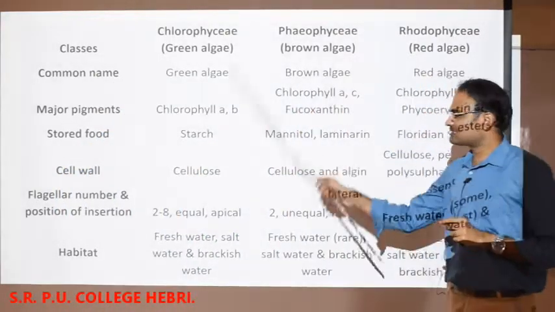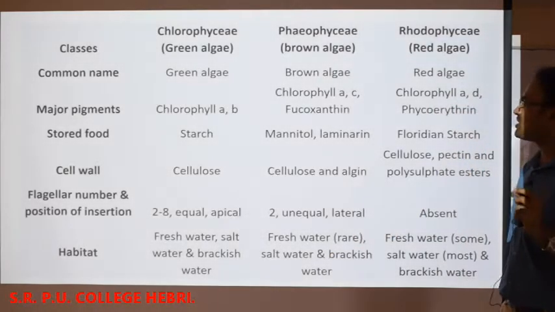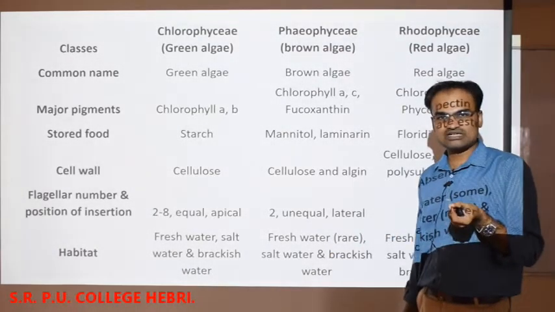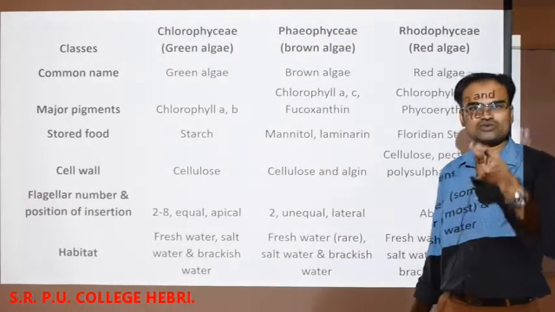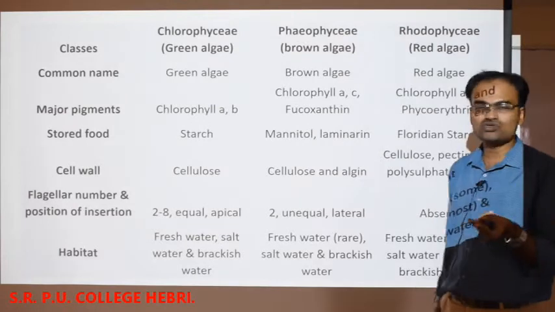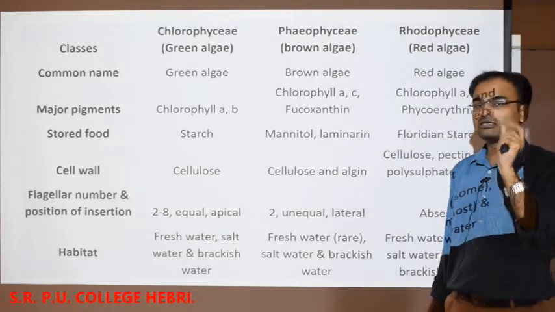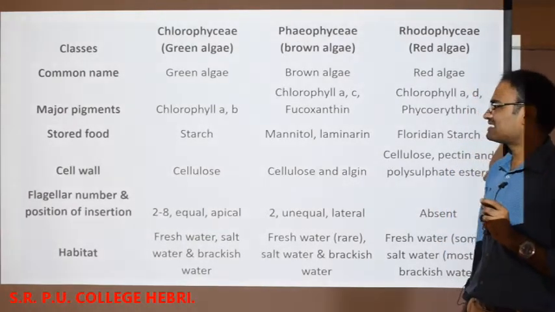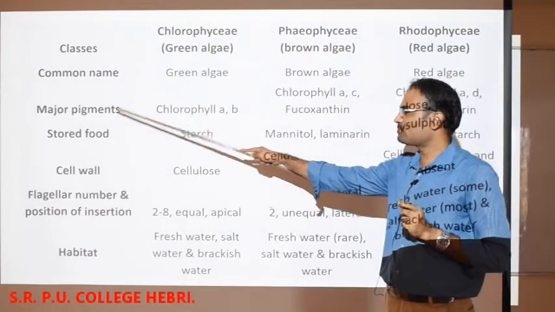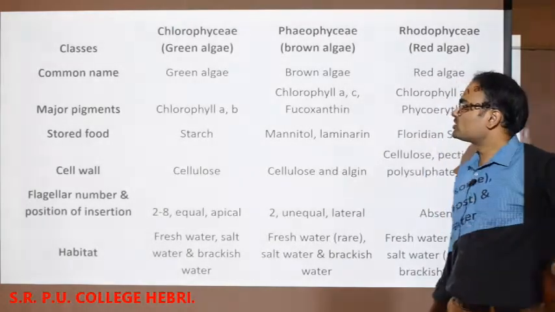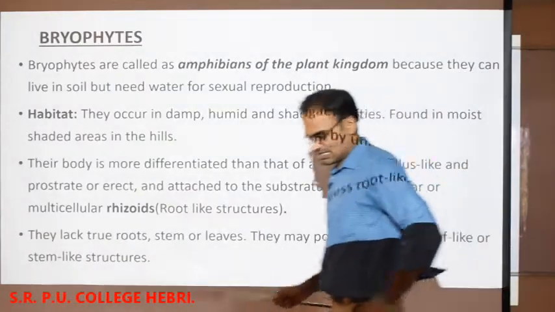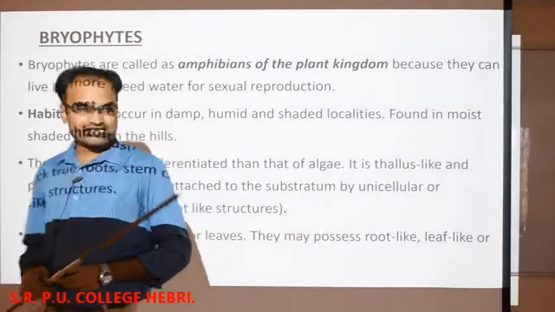After studying this table, in the examination it is a 3 marks question. They will ask you to write the differences between any two classes. They will give the names of any two classes and ask you to write their peculiar differences. So in that case you have to start from the common name, pigment present, stored food and cell, like that. Okay, the next division in the plant kingdom is called the bryophyte.